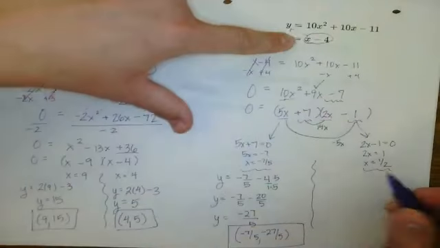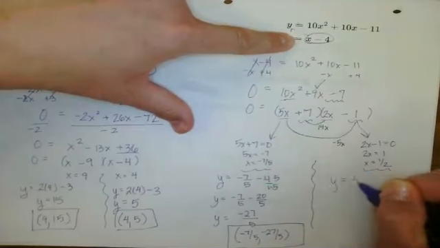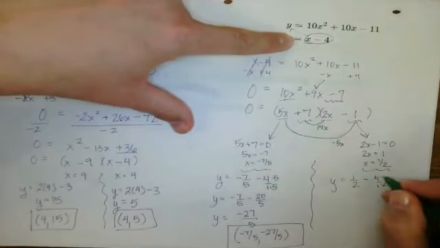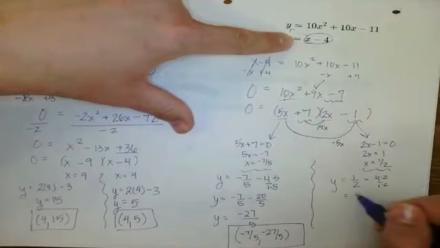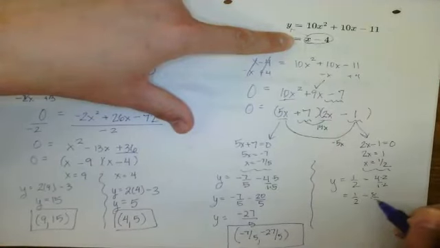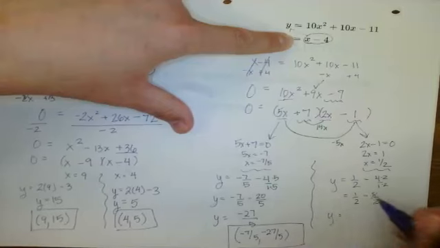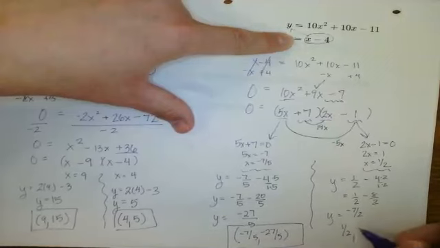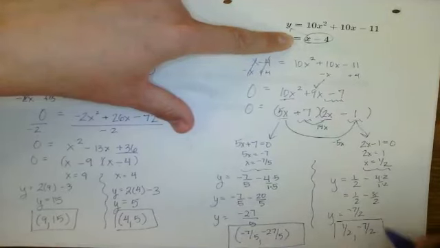Let's see, plugging in the 1/2, that's a little easier. 1/2 minus 4, again, that's 4 over 1, and we're just going to multiply by 2 to get a common denominator. So that's 1/2 minus 8/2. 1/2 minus 8/2 is negative 7/2. So that ordered pair is going to be 1/2 for x and negative 7/2 for y.